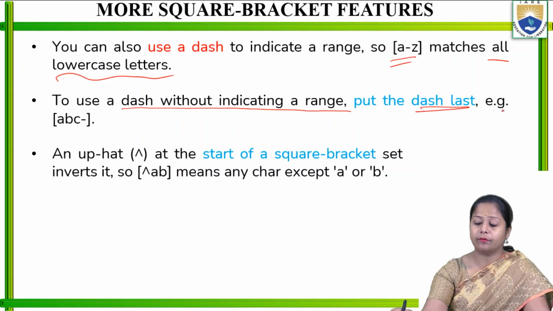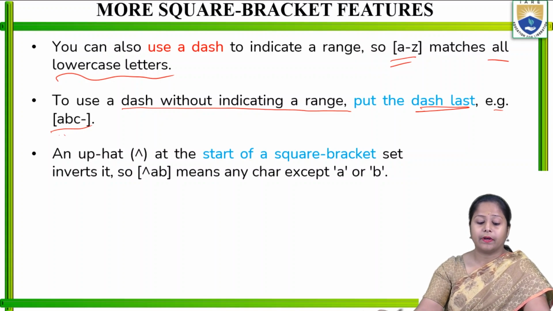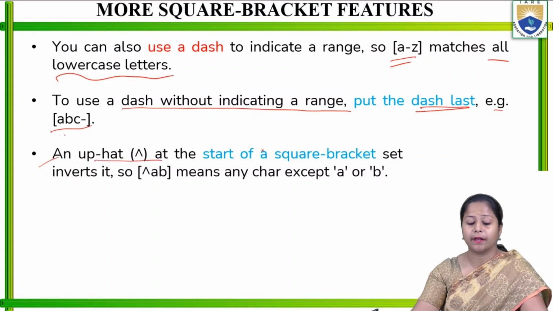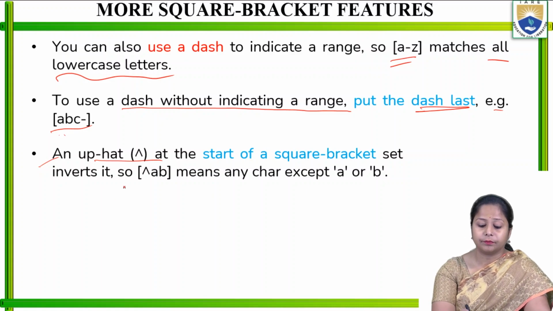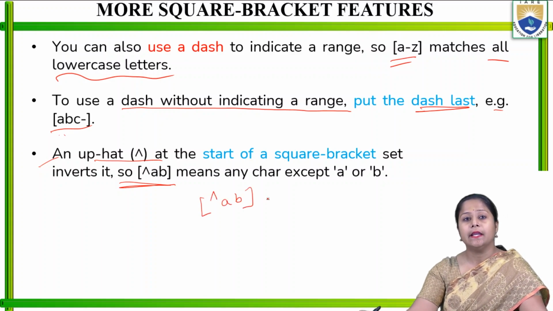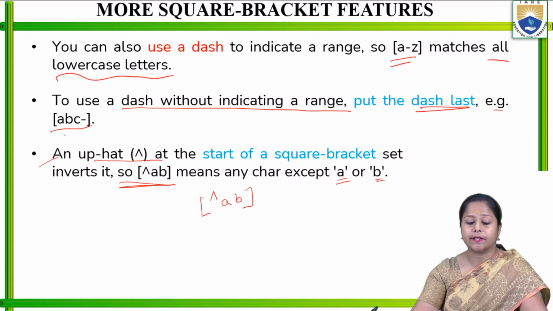For example, if I write square bracket A, B, C and dash, it is going to match exactly those characters: A, B, C and dash. Now if I write an up caret at the start of a square bracket, it is going to invert the set. So if I write square brackets caret AB, that means any character except A and B is going to be matched. These are the other examples of square bracket features.